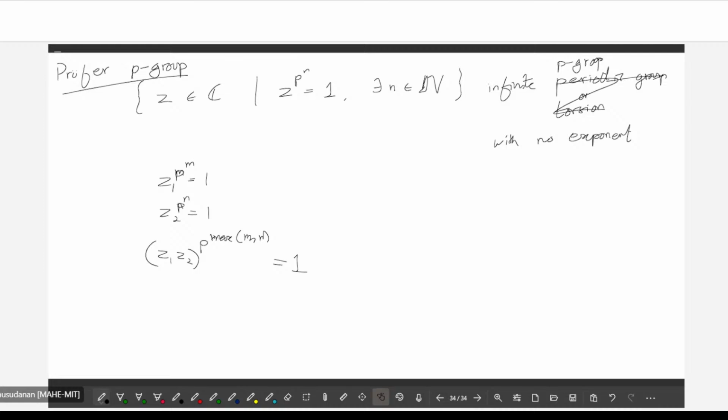Proof that it is a P group, for that particular one, for z to the power n. So if you take z to the power n equal to 1, then by definition, for any element z, z to the power n equals 1 for some constant integer n. So its order must be finite.